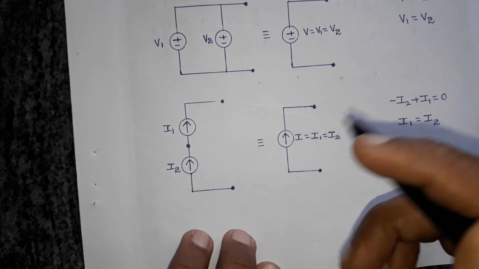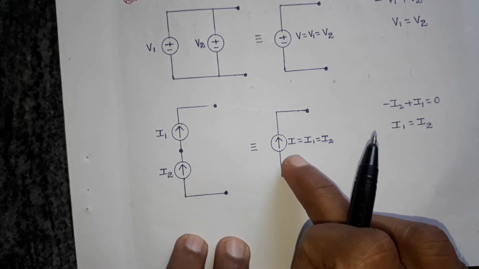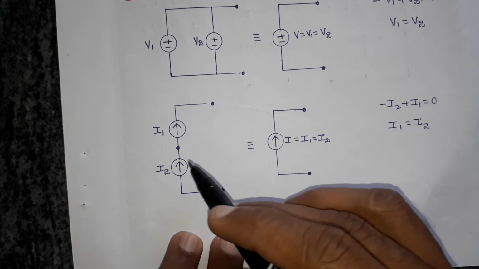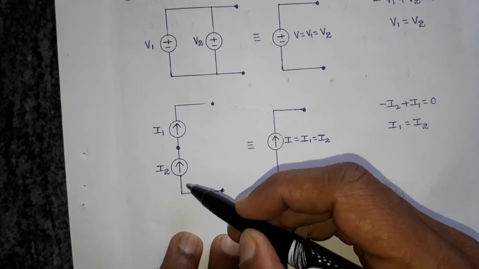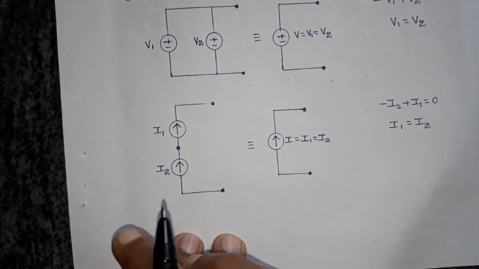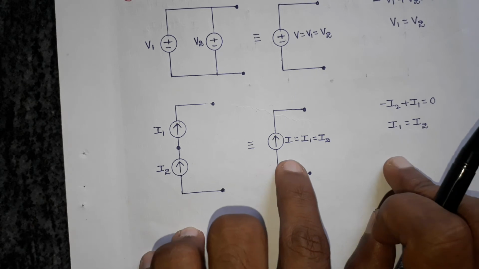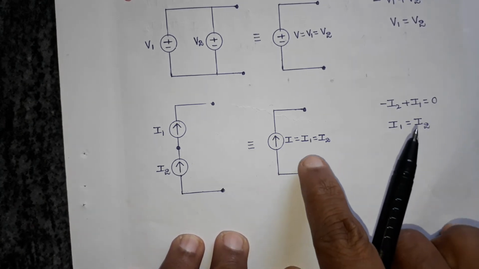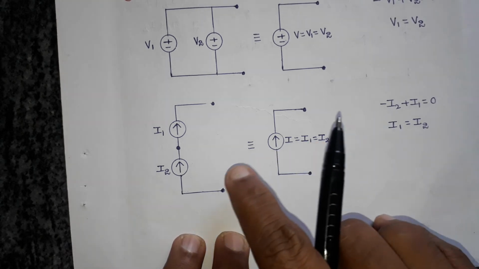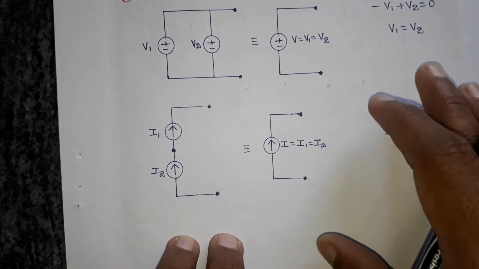Similarly, when two ideal current sources are connected in series, they can be replaced with one ideal current source whose value is I equal to I1 equal to I2. If you apply KCL at this point, minus I2 plus I1 equal to 0, so I1 equal to I2. So when two ideal current sources are connected in series, that is equivalent to an ideal current source whose value is I equal to I1 equal to I2. Otherwise there is a violation of KCL, so their magnitudes should be the same.